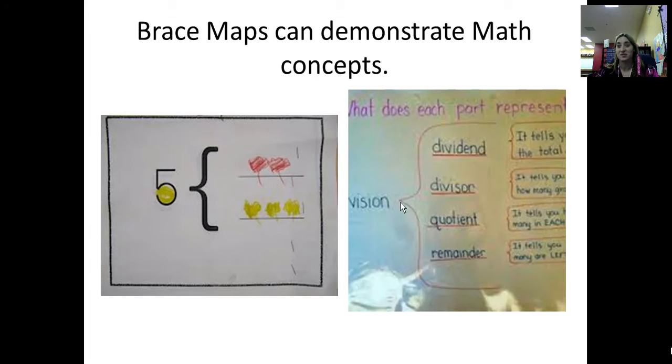Check this next one out over here. This one is talking about division. I know you guys all know about division, but there's a lot of different parts to division. There's a dividend, a divisor, a quotient, and a remainder. And look at this. On your map, you can give details describing each of the parts and breaking them down further. So here we can see there's a definition of a dividend.